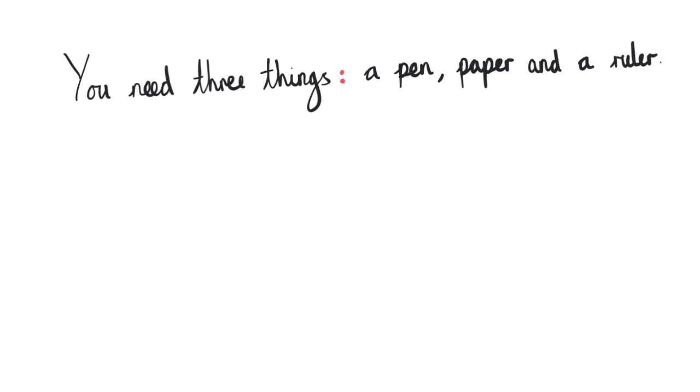So this next one works in quite a similar way. This is before introducing some kind of list. So for example, you need three things: a pen, paper, and a ruler. Again, the colon is being used here to introduce something. I've told you you need three things, that's my main clause, but now I'm going to tell you those things that you need. So it works in a very similar way to providing that explanation that we did before.